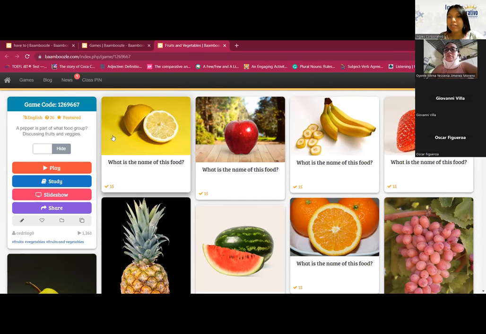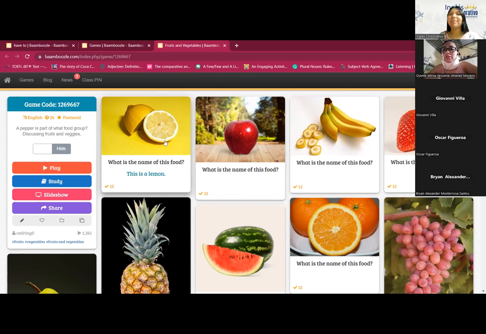What is it? Orange. An orange? Okay, it could be an orange. What else? A lemon, okay, but it could be an orange. Yeah, I thought the same, that it was an orange, but it is a lemon. So, what about this one? What is the name of this? Apple. An apple. What about this one? The banana. A banana. And this one? Strawberry. Very good.